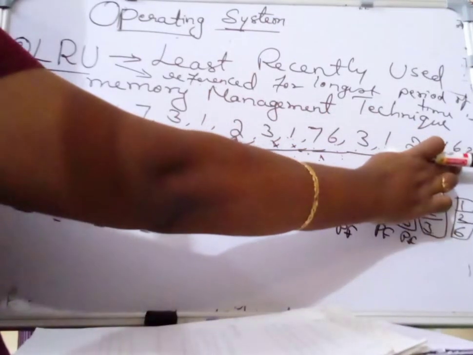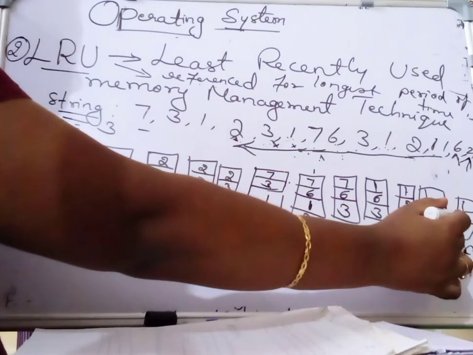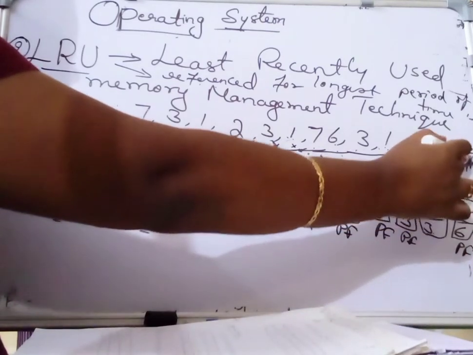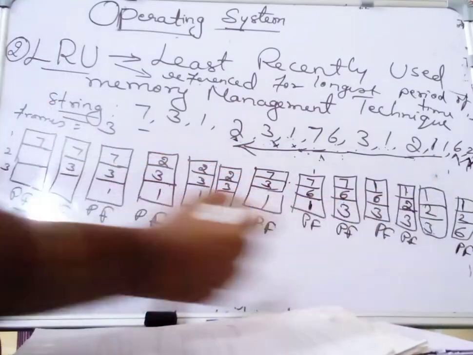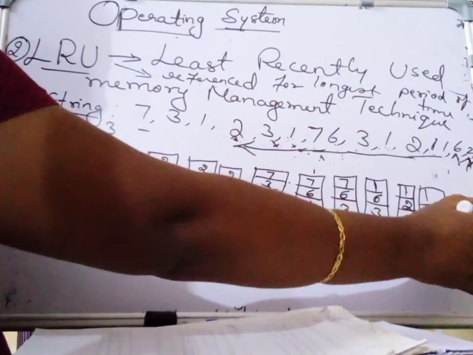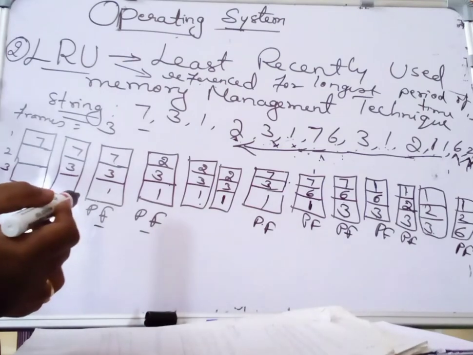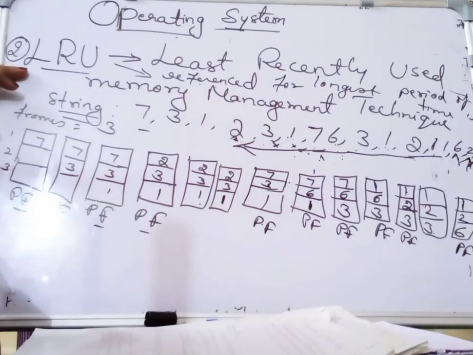The next page is what? Next page is 2. 2 is already there, so it is not a page fault. The next page is 1. 1 is already there, so it is also not a page fault. This sequence remains the same. It is 1, 2, 6 itself. So totally how many page faults did we get by using LRU?